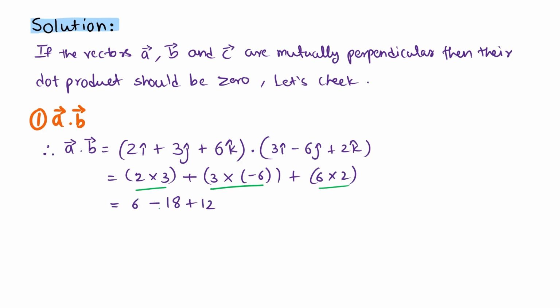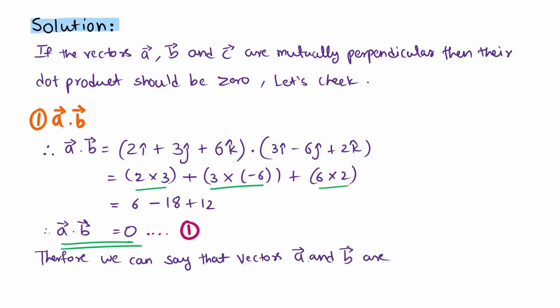And if we were to multiply those things, we would get 6 minus 8 plus 12. And if we were to add this, we get the first equation, that is A dot B is 0. So from this we can conclude that A must be perpendicular to B. So A and B are perpendicular to each other.